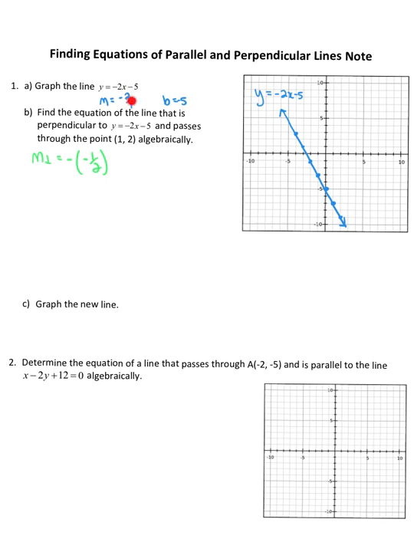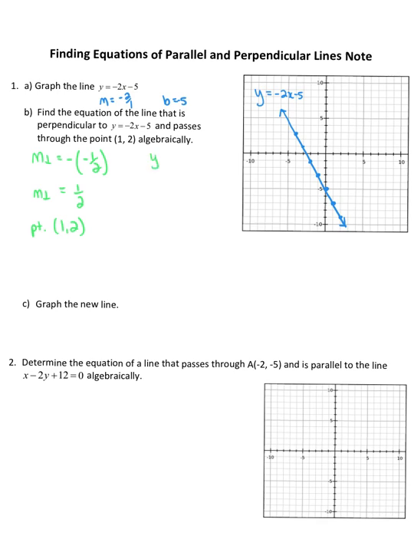So again, I flipped the fraction to get 1 over 2. The original fraction is negative. I take the negative of that negative, which makes this positive. So the new slope is then positive 1 over 2. We are also told that this line passes through the point 1, 2. So we have the slope of the line and one point that the line passes through. That is enough information to find the equation of the line.